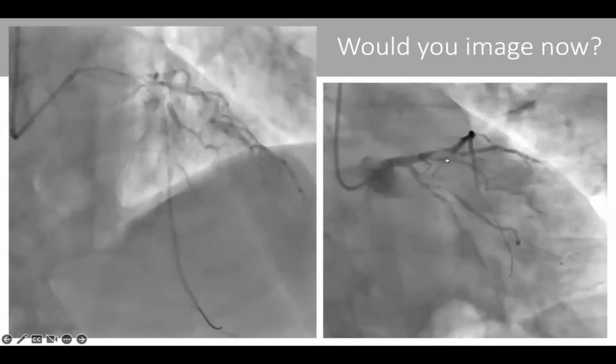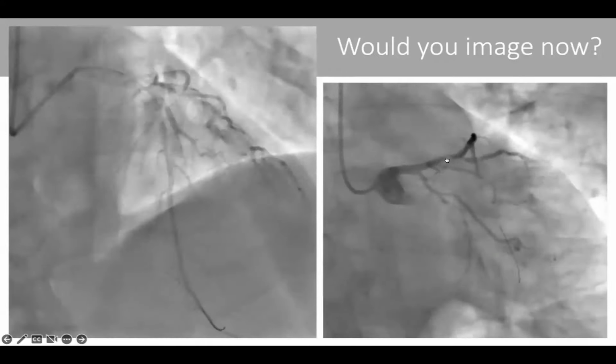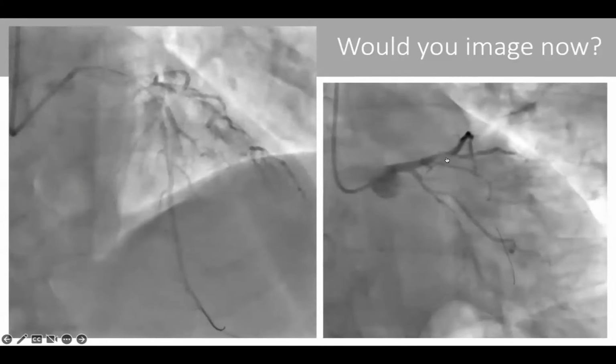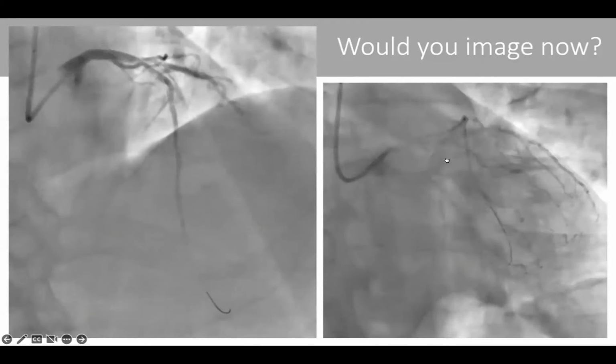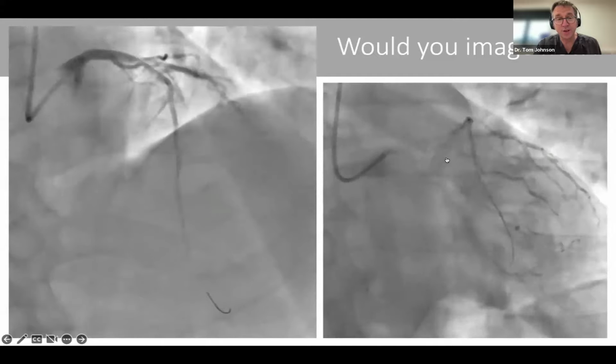Yes, so this is him. So we see a diffuse disease in image after post dilatation. We can see after restoring the flow, we can see a diffuse disease in the LAD up to the mid-distal segment. So I would rather do imaging before stenting. Okay, yeah, I think that's a fair justification.